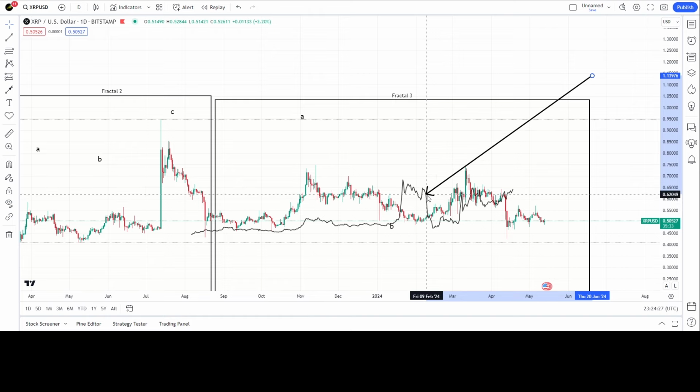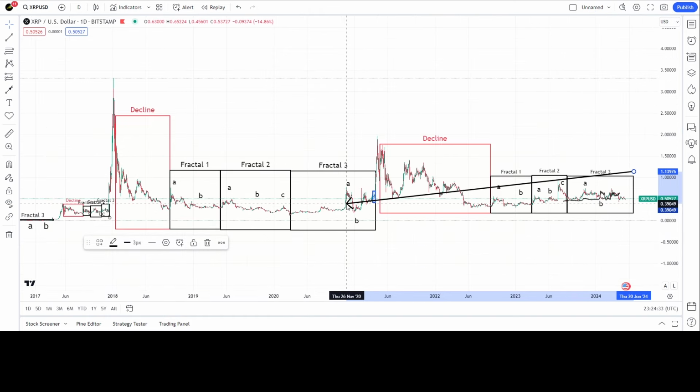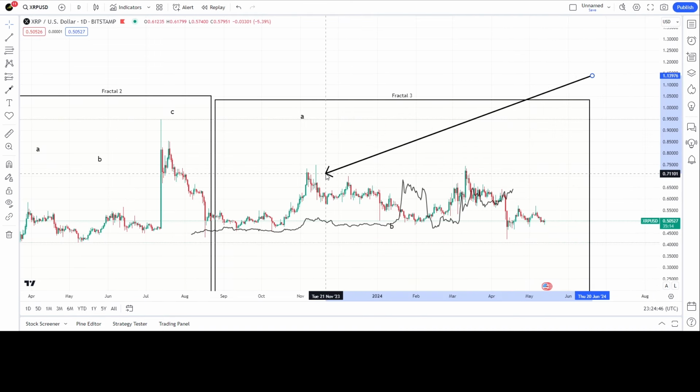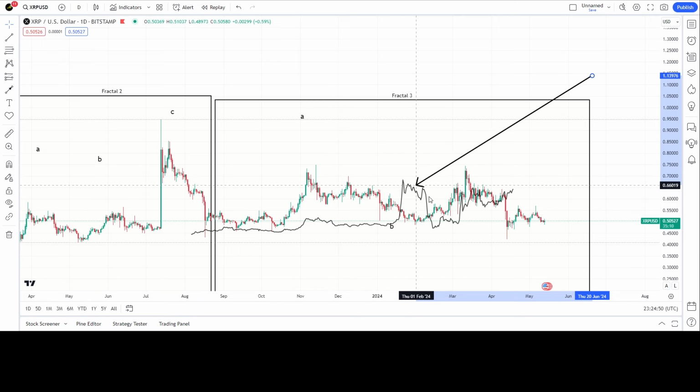So when this originally took place, back over here, this was the peak of this fractal, part A. That is not the case this time around. Today's part A is over here. So this move up and move down is not included in today's structure.